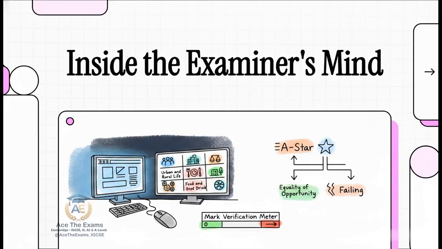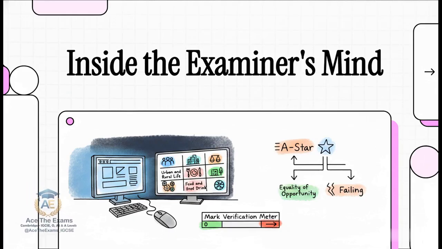On my right monitor is the official, highly confidential mark scheme for Arabic Language 8680. Specifically, we're looking at the 2028 essay topics tonight. We're talking young people, urban and rural life, food and drink, equality of opportunity, and sport. I am your chief examiner, and in this explainer, I am pulling you right out of the classroom and dropping you directly into my chair at the marking desk.